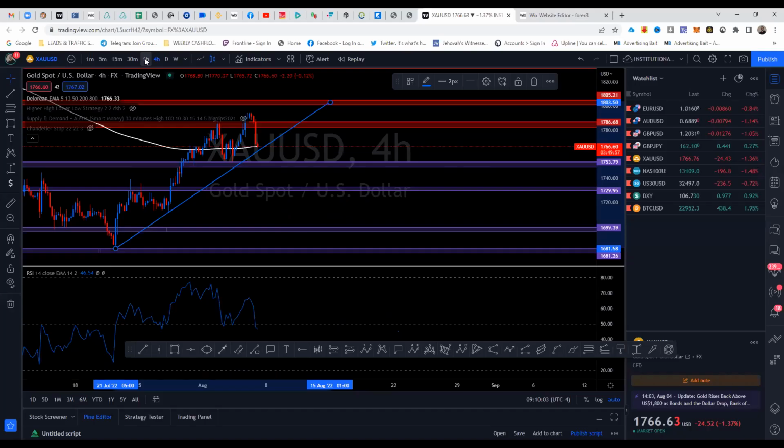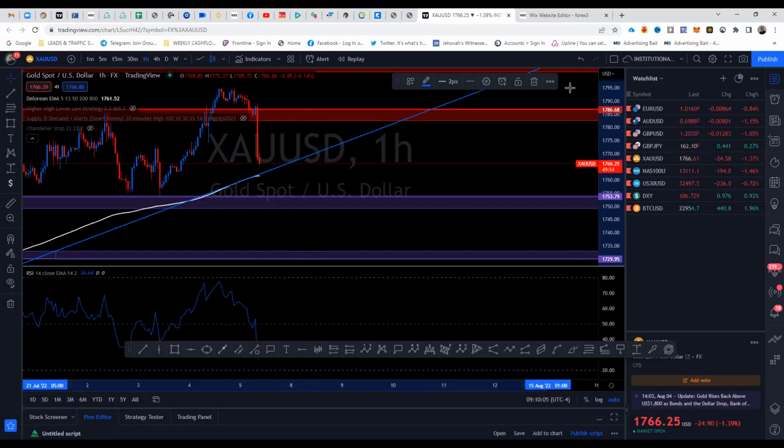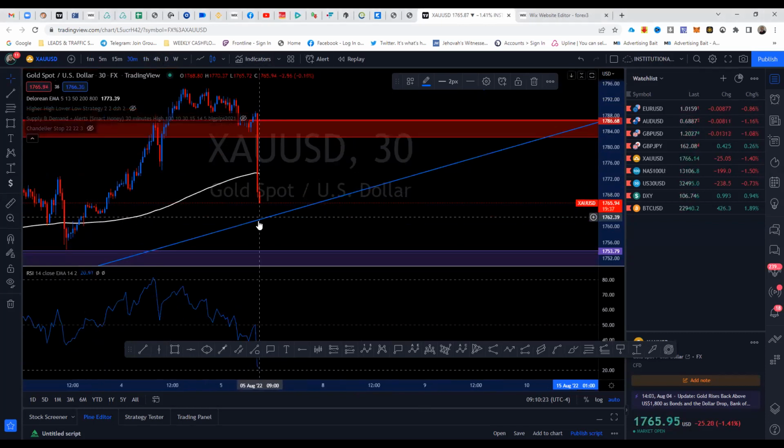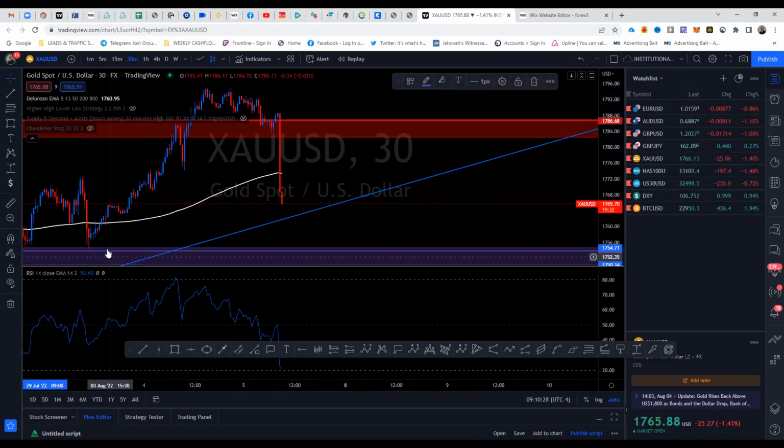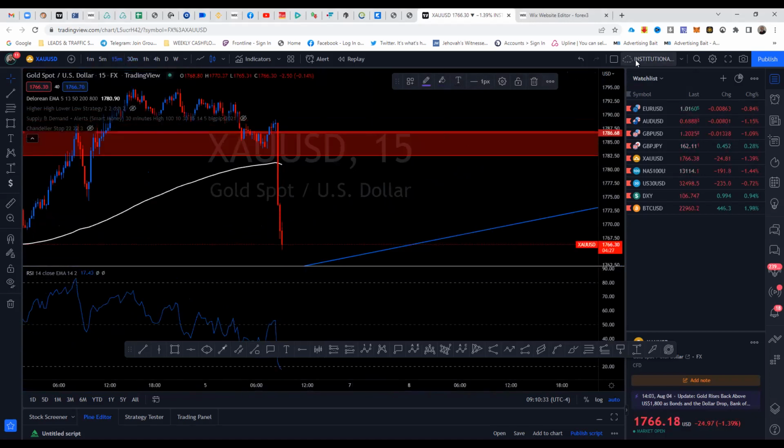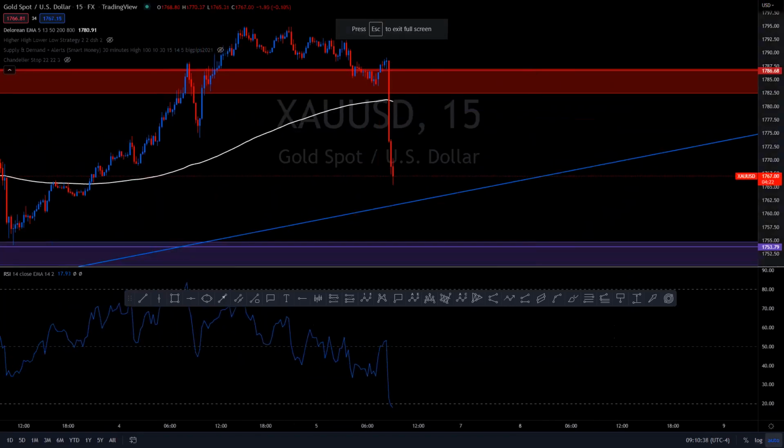So now I'm going to go to the 1 hour and see if it confirms that. And yeah, we're still overall bearish because we haven't broken this structure yet. Even though currently price is going bearish and it might test this area. So let's go to the 30-minute. And yeah, price still hasn't really broken this structure yet. So I would still say that price is overall bullish. And then I can kind of see that here on the 15-minute.